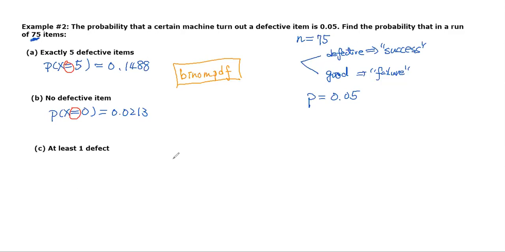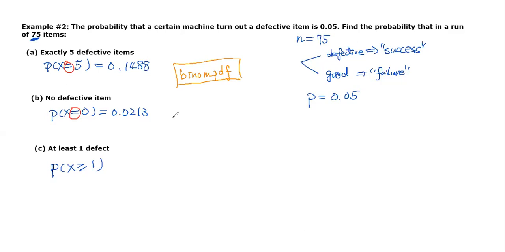At least one defect. As we have talked about many times, at least means one or more, so it's x greater than or equal to 1. For this problem, x greater than or equal to 1 could be 1, 2, 3, 4, 5, all the way to 75. That's very difficult to do, so that's what we did before. Anybody should remember.